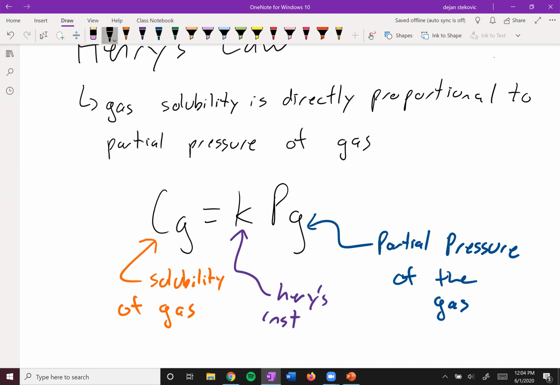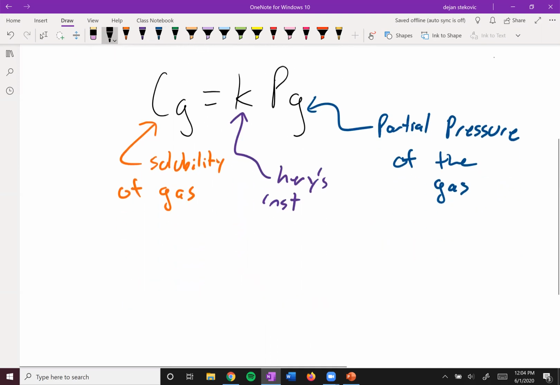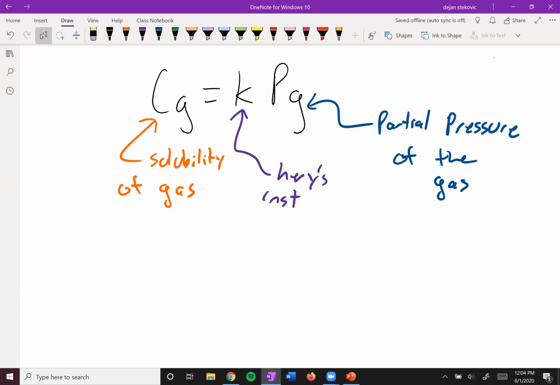Sometimes they'll be just straight plug and chug type problems. They'll give you two of the variables and ask you to solve for the third. The other type of problems that you'll see are two-part problems, right? So let's take a look at an example of that. These problems are often two parts.